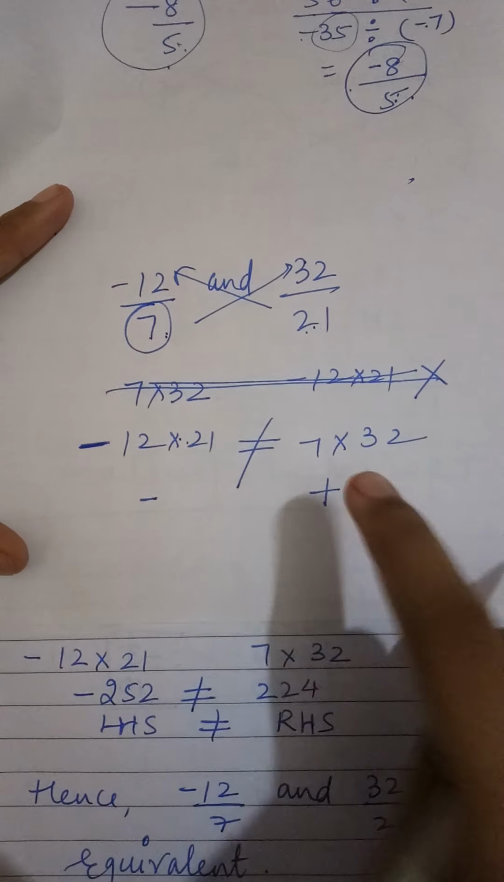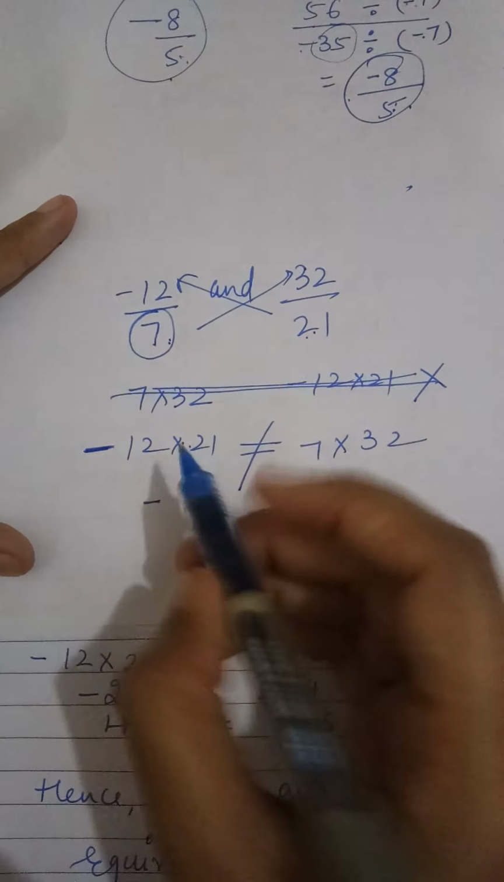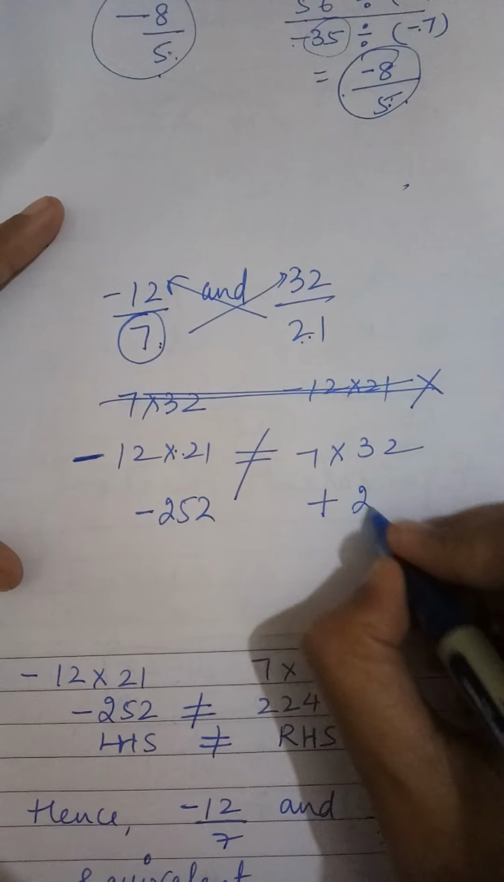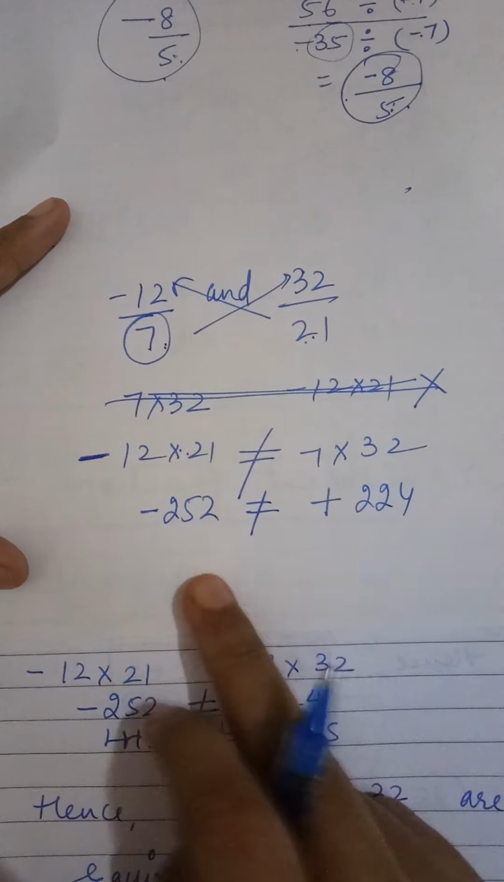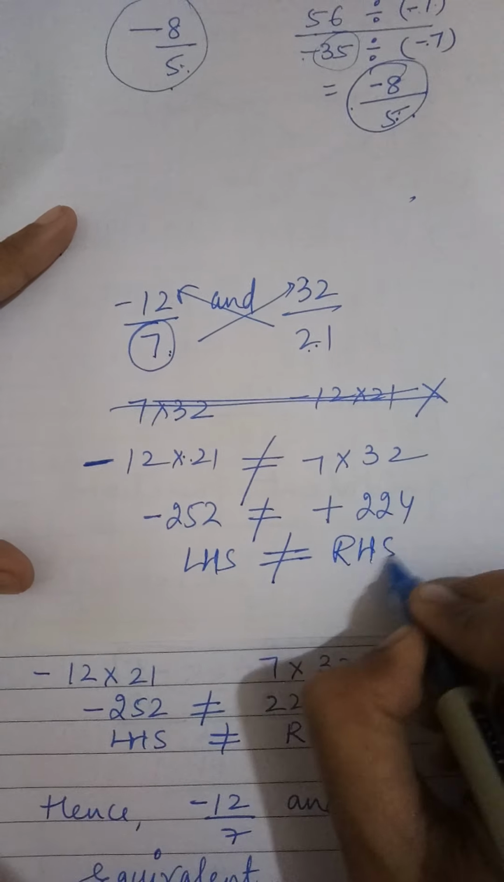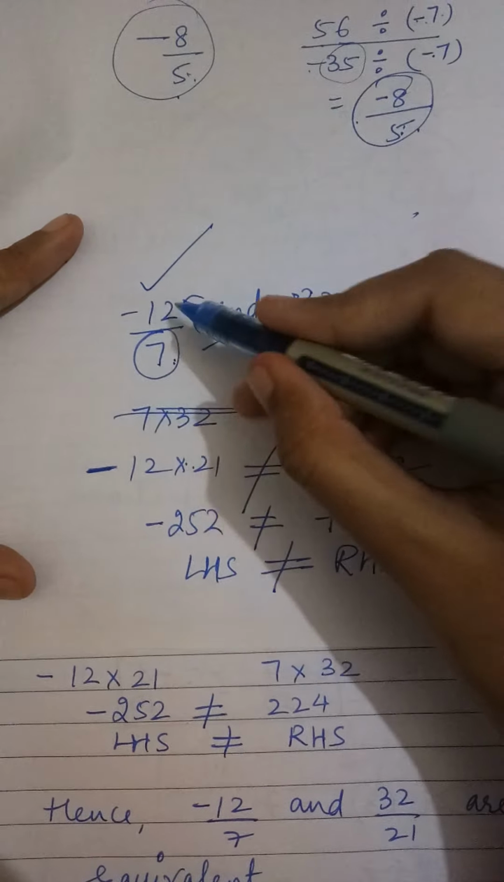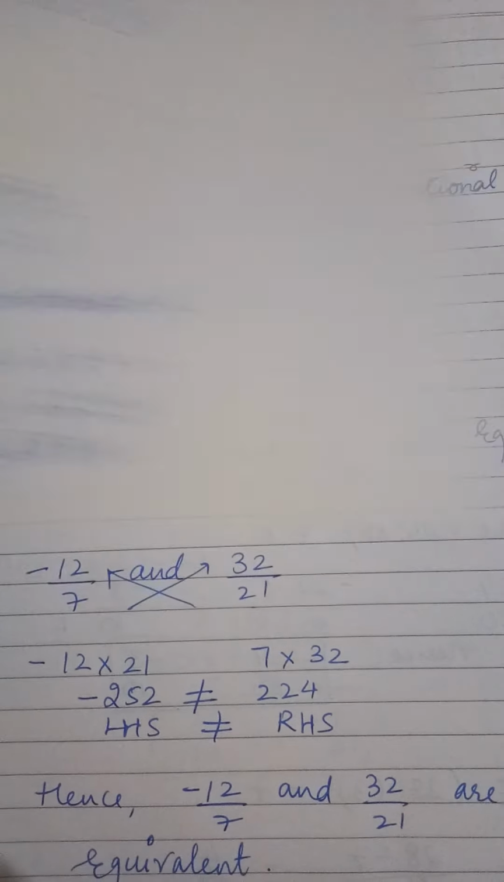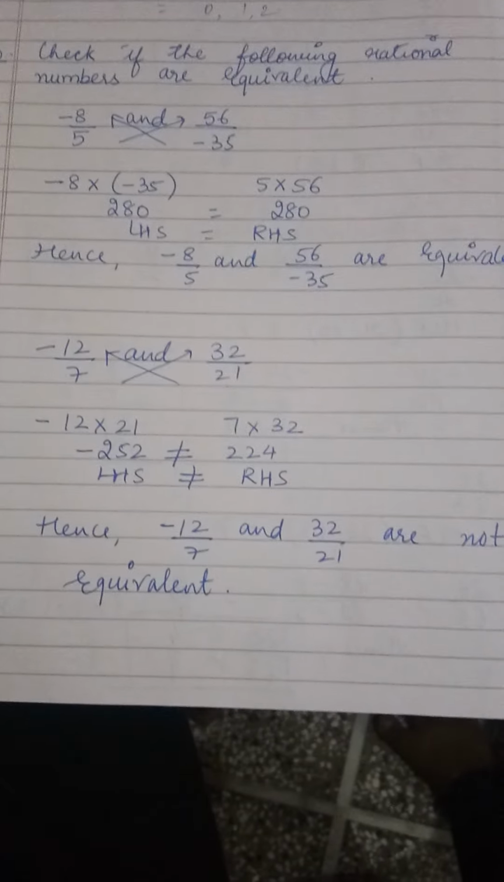These two values will not come out equal even after multiplying. Even after multiplying, this will come to minus 252 and this will come to 224. Are they both the same? No. My left hand side is not equal to the right hand side, and if they are not equal, then minus 12 upon 7 and 32 upon 21 are not equivalent. That's how we have written it here.